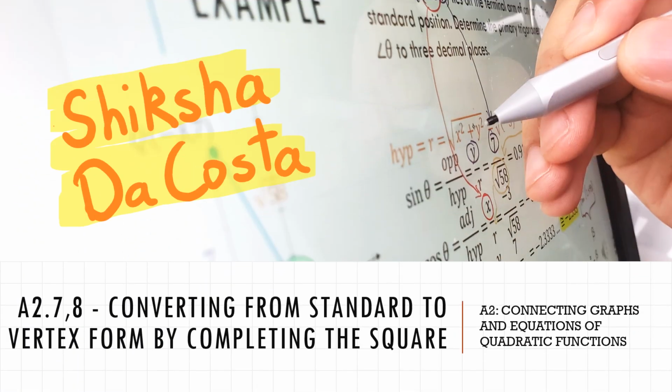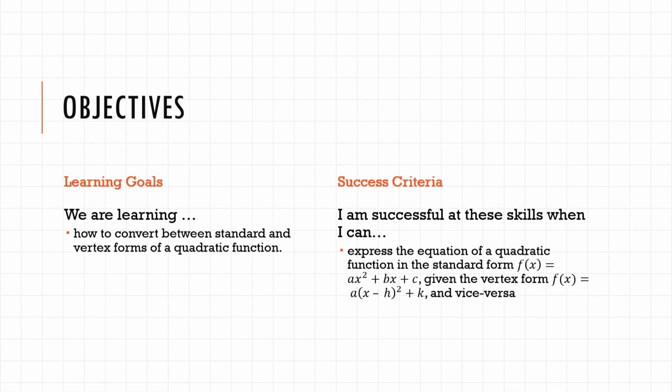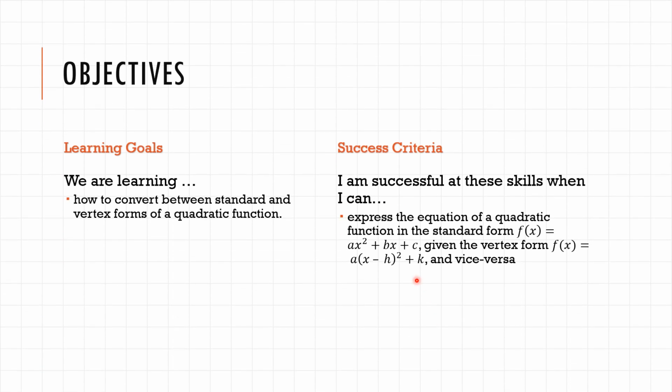Today, we're going to learn how to convert a quadratic from standard to vertex form by a process called completing the square. And that's our goal for the day. If we are given a quadratic in the standard form, can we convert that to vertex form and go backwards as well?